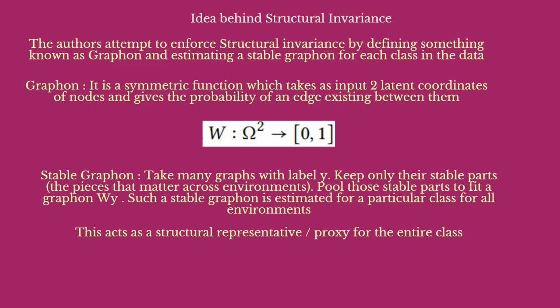Very simply, a graphon can be understood as a structural representative, like they say, a stable graphon. So we fix the label Y. For a particular environment, we take all the graphs with the label Y, extract their stable features, and from that we come to a stable graphon. So it can be understood as a representative for that particular environment, for that particular label.